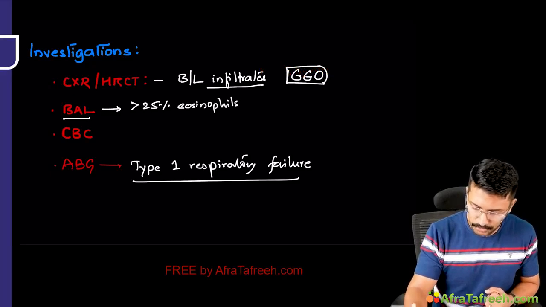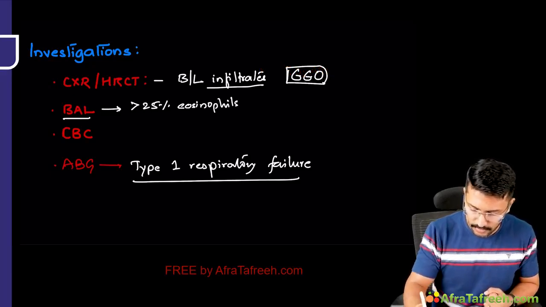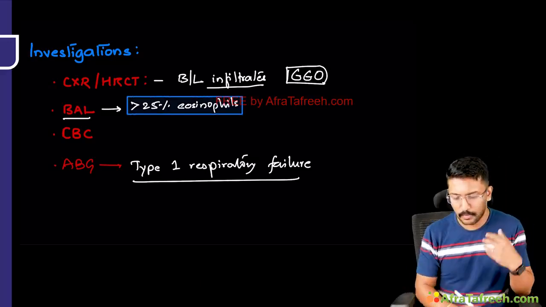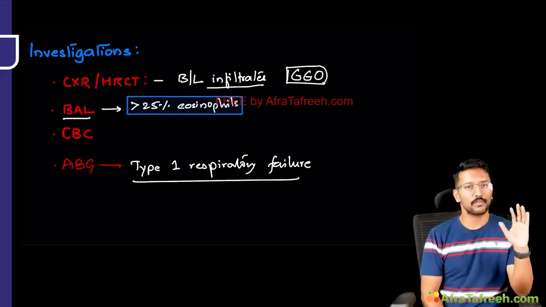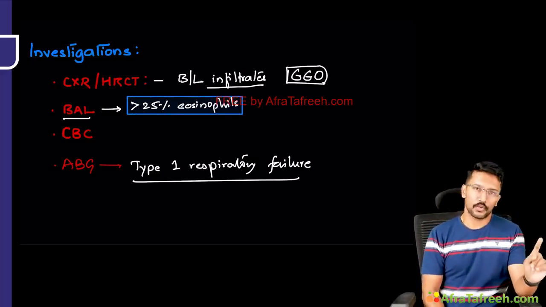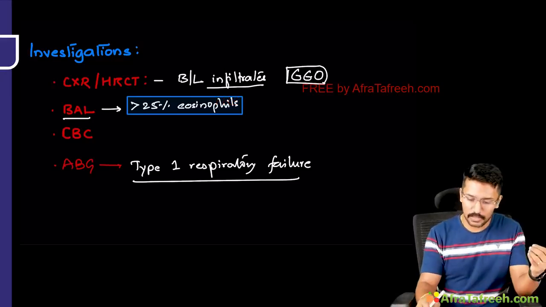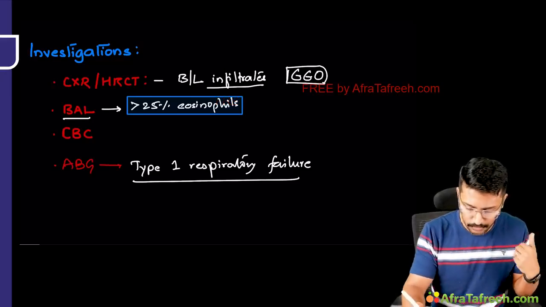Okay, so this is a potential clue in your exam. Whenever they mention that a patient presented with clinical picture resembling ARDS, BAL was done, more than 25% eosinophils present, it is suggestive of acute eosinophilic pneumonia. Obviously, the duration is important. The presentation is in the form of less than 1 month of duration of symptoms.